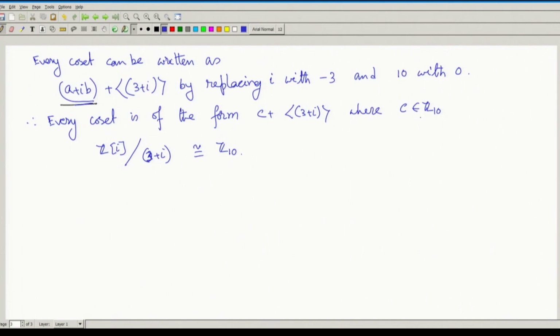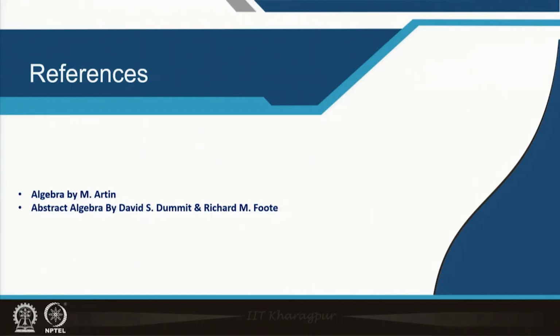But next time I will show you exactly how this isomorphism comes about, and today I will finish with this one. And so, these are the references for today's lecture.